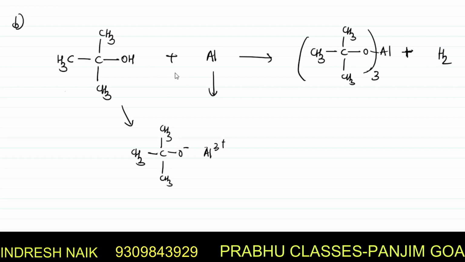So to balance this out, I'll put 6 over here, I'll put 2 over here, and I'll put 3 over here, and I'll put 2 over here. Yes, right? Or if I want to show it this way, this will be like 3 by 2, 3 by 2 mole.